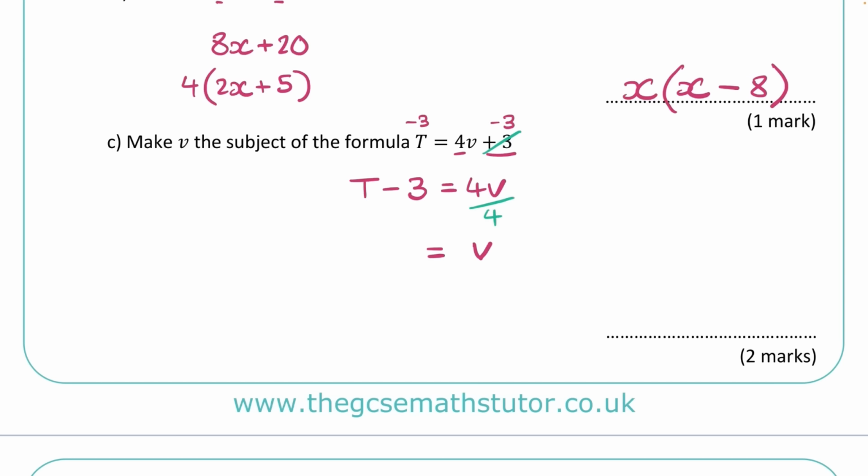And when we divide by 4, it creates a fraction over here on the left, and these 4s disappear. So we have t minus 3 all over 4 is equal to v. Your dotted line might say v equals. If it does, you only need to write the next part. If it doesn't, you need to write down the whole thing. But v is equal to t minus 3 all over 4. And there we go, there is some changing the subject.